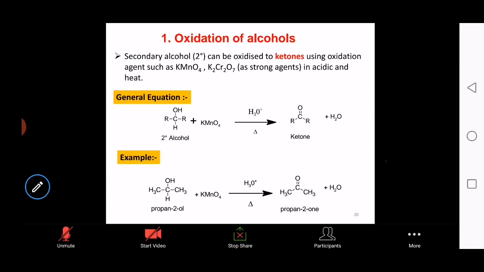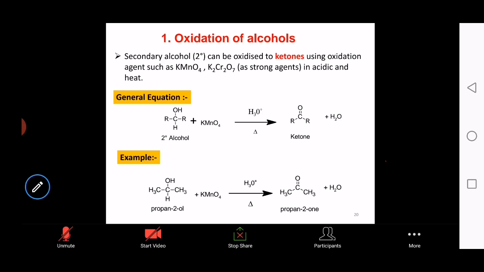Still in oxidation of alcohol, but using secondary alcohol. Secondary alcohol can be oxidized to ketone using oxidizing agents such as KMnO4 or K2Cr2O7, that is potassium permanganate or potassium dichromate. These two reagents are strong oxidizing agents. We carry out this reaction in acidic condition with heat. So when you oxidize secondary alcohol with potassium permanganate in the presence of acid and heat, it will produce ketone.